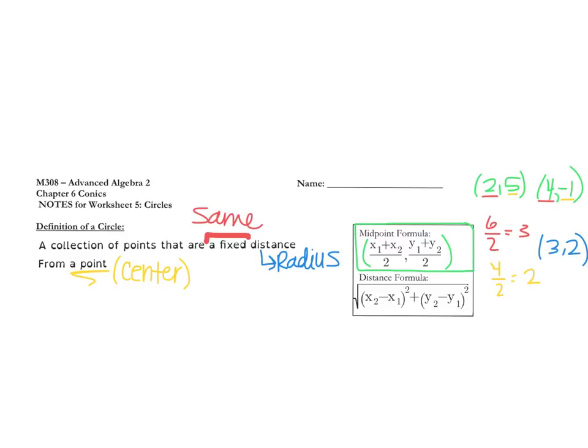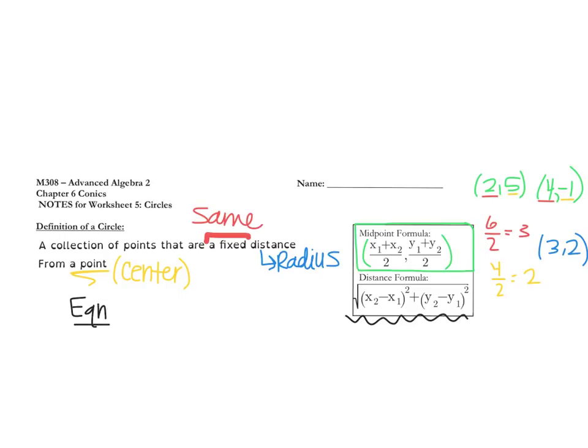And then the distance formula is the square root of x2 minus x1 quantity squared plus y2 minus y1 quantity squared. We're going to do some examples with that as well, but you are going to need to know those formulas for this section.